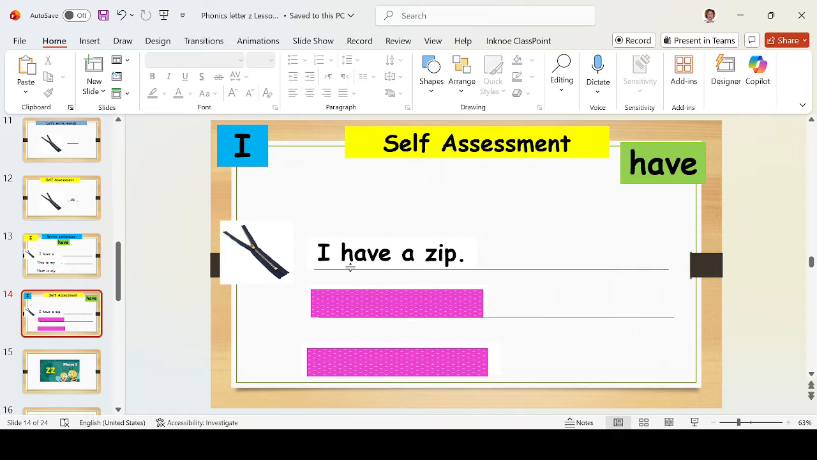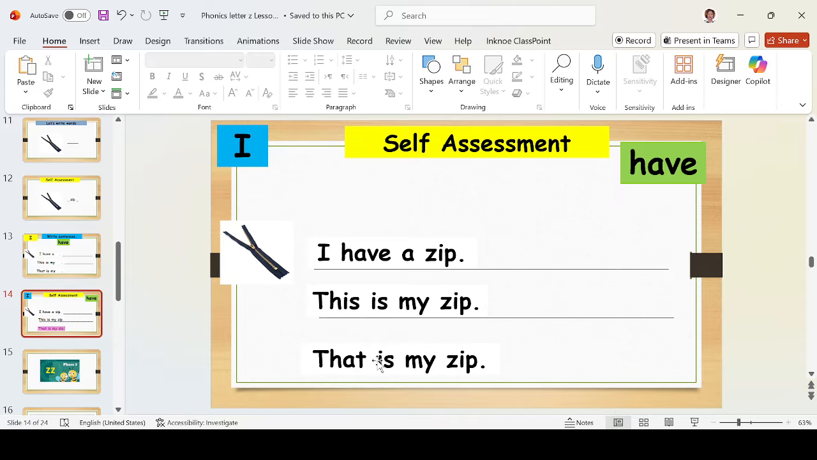Okay. I have a zip. Uppercase, finger space, finger space, finger space, and your full stop. Okay. Just to check. This is my zip. Uppercase, finger space, and finger space, and your full stop. And here, that is my zip. Check also your uppercase and your finger space, and then the full stop.